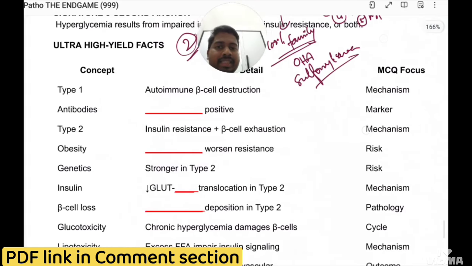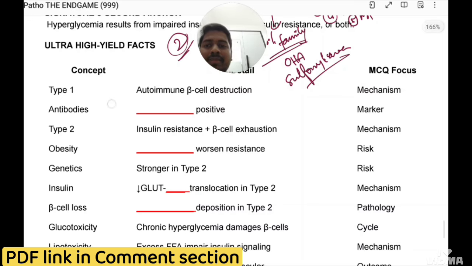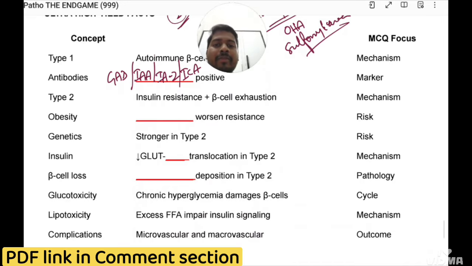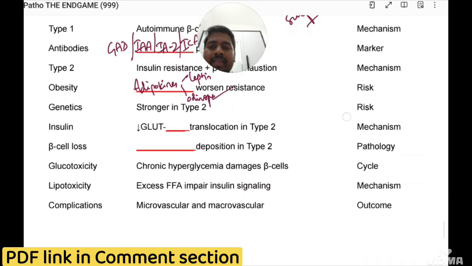Okay, next, which antibodies are positive in type 1 diabetes? GAD. Next, islet insulin antibodies, islet-associated insulin-associated 2, and islet cell antibody. Okay, these 4 are positive. What worsens resistance? Adipokines. Which are adipokines? There are 2 important adipokines, I told. One is leptin and another is adiponectin.